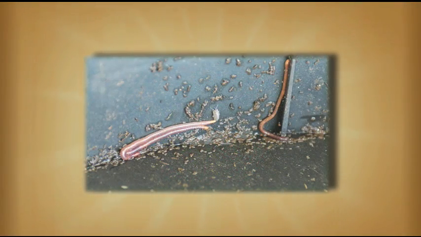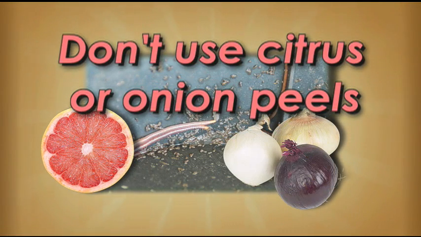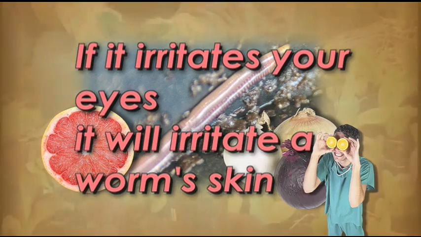These products can create bad odor problems and attract rodents. If you have a worm composting bin, do not add any type of citrus or onion peels. These items can irritate the worm's skin. A general rule of thumb: if the item irritates your eyes, it will likely irritate a worm's skin.